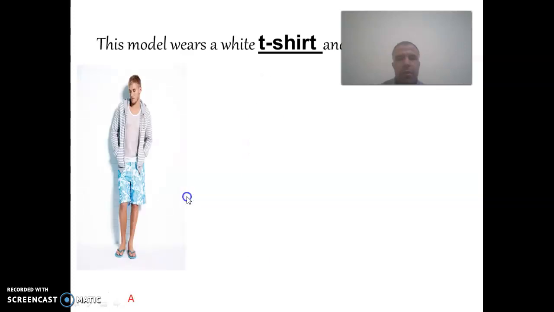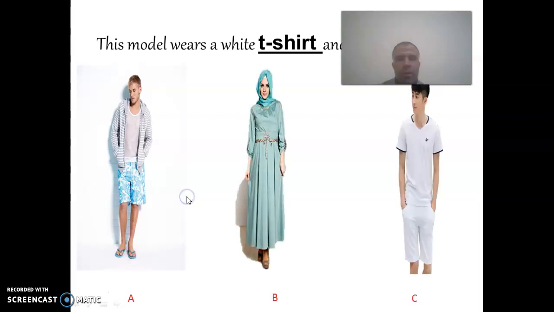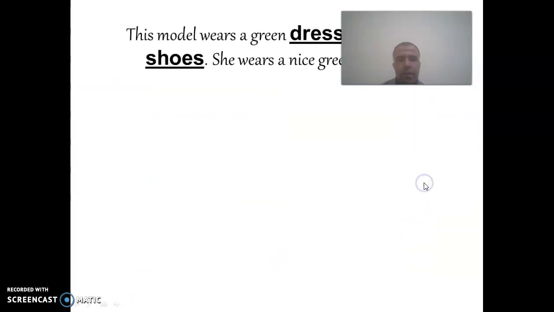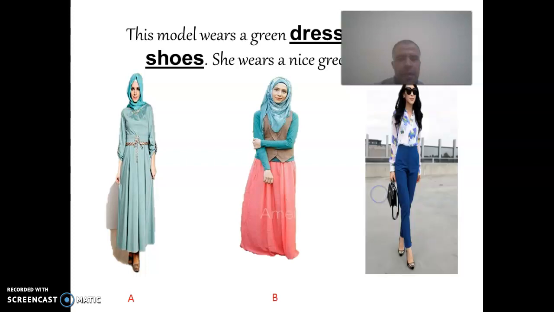We move on to the next one. This model wears a white t-shirt and white shorts. So obviously if you have t-shirt, shorts with two options, it's either A or C, but since we have the color white t-shirt and white shorts, it's obviously C. We move on to the next slide. This model wears a green dress and brown shoes. She wears a nice green scarf. A, B, C. And since we said green scarf, we only have two options. And the best option, of course, is A, because she wears brown shoes and the green dress.